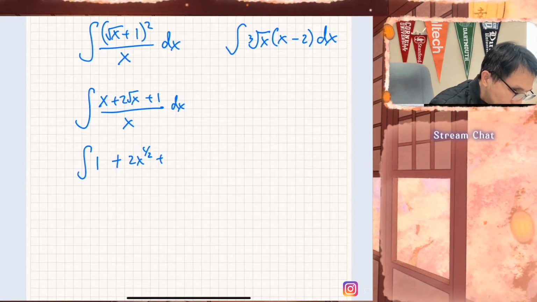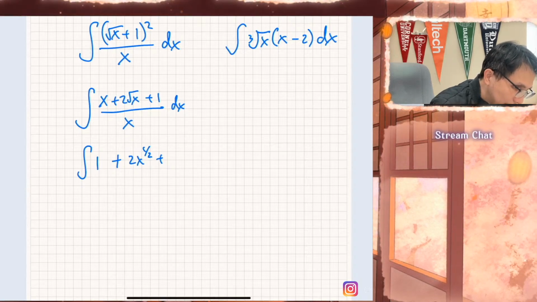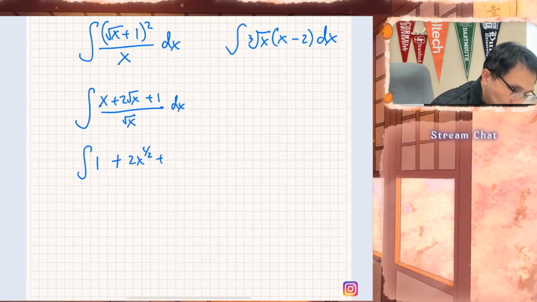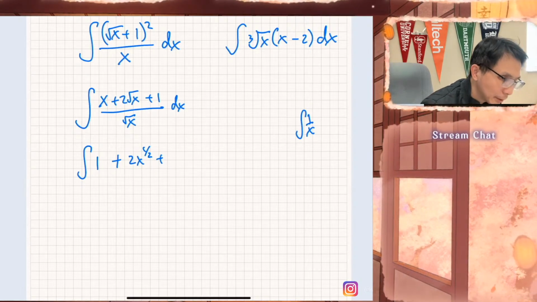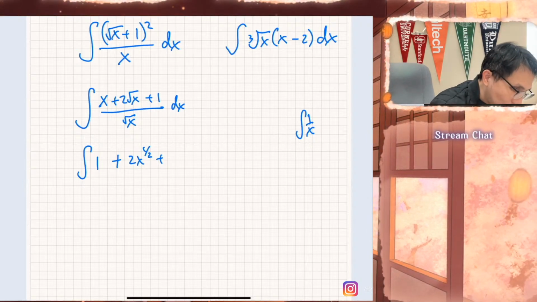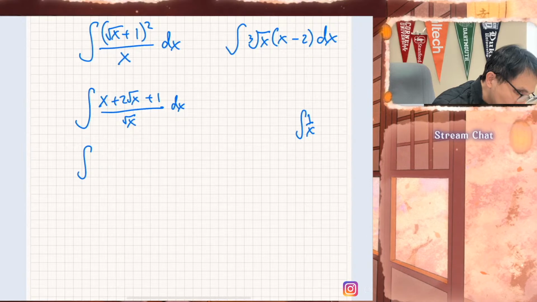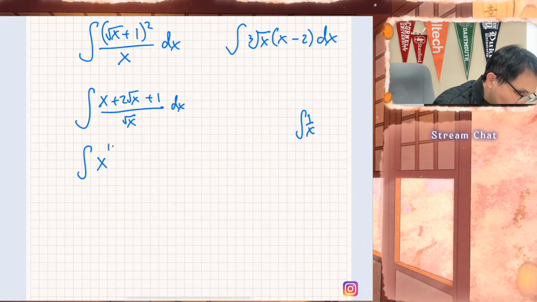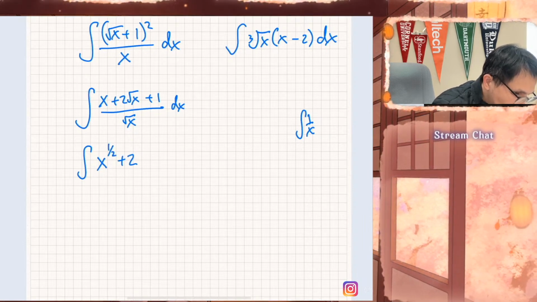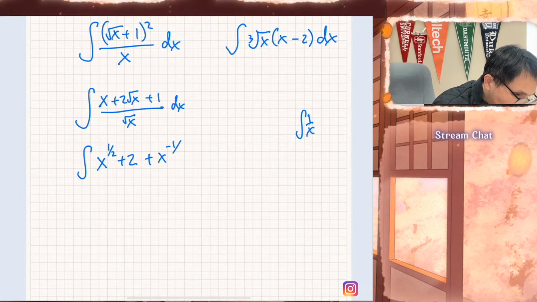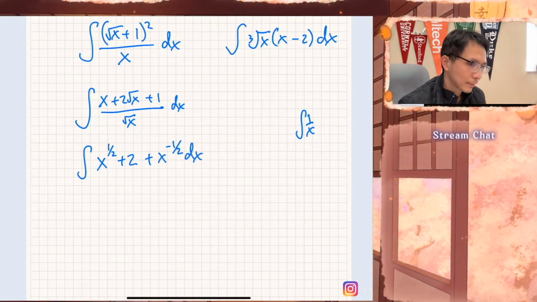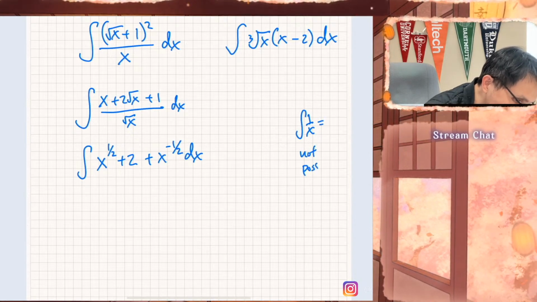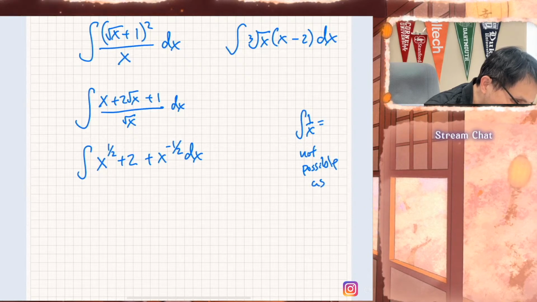Would you get a 0 as an exponent? Yeah, I'm sorry, let's change that bottom part to square root x, because integration of 1 over x is not integrable, not yet. So let's change that to square root x. That makes it a little bit different. That's my fault. Integration of x to the 1/2 plus 2 plus x to the negative 1/2. Does that make sense? Because that's not possible as of now. That was my fault.